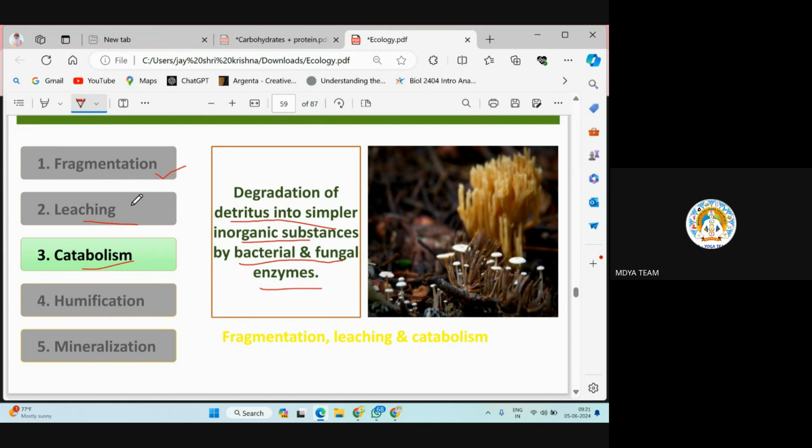Similarly, the minerals are already absorbed by the soil and the organic matter will be degraded, digested into simpler inorganic substances with the help of bacterial and fungal enzymes.